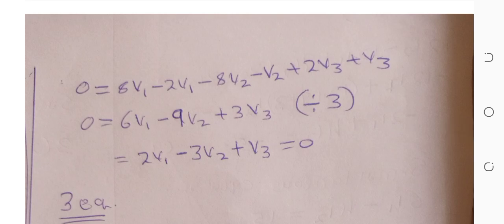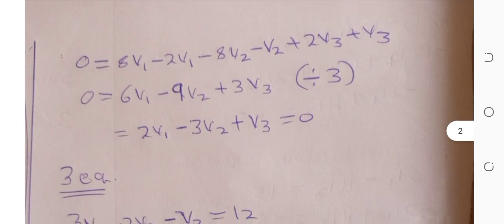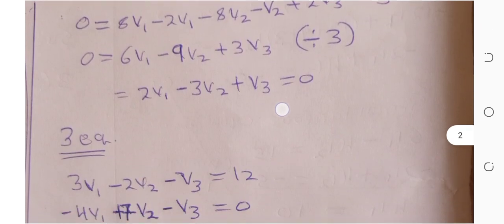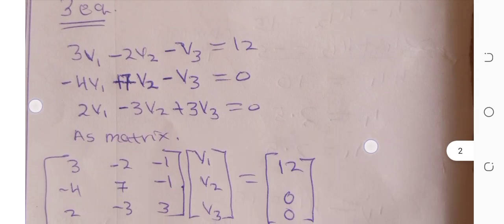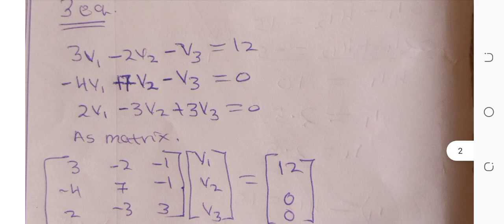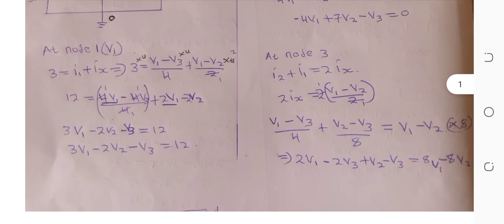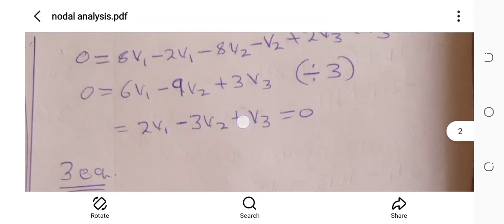After collecting like terms and dividing by 3, you get 2V1 minus 3V2 plus V3. This is our equation 3. So we get 3 simultaneous equations. They are here. We have 3V1 minus 2V2 minus V3 is equals to 12. That was our equation 1, if you can recall. It is here. Then our equation 2, this one. Then our equation 3, this one over here.